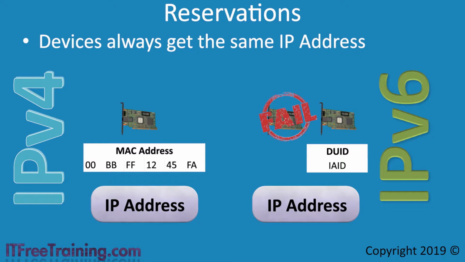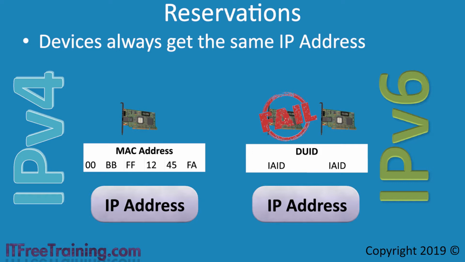In IP6, the DUID does not change when a network card changes. However, the new network card is given a new IAID. In both IP4 and IP6, the reservation will need to be updated. IP4 with the new MAC address and IP6 with the new IAID.